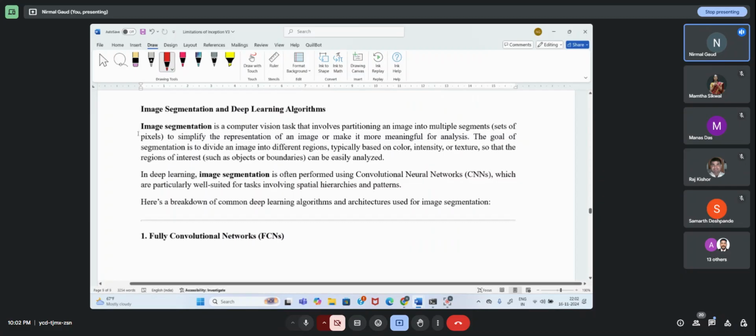Then I have also been asked to tell a little about segmentation. Please do tell about the segmentation. So segmentation, what do you mean by segmentation?